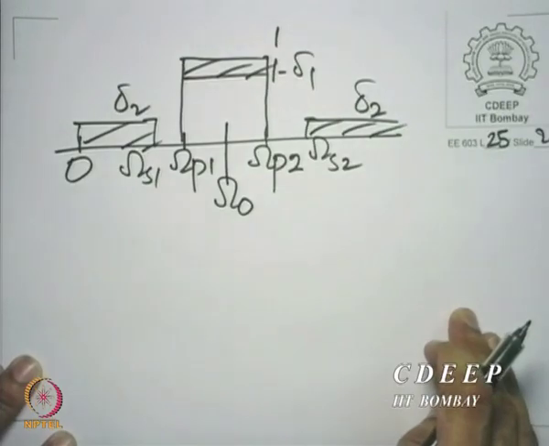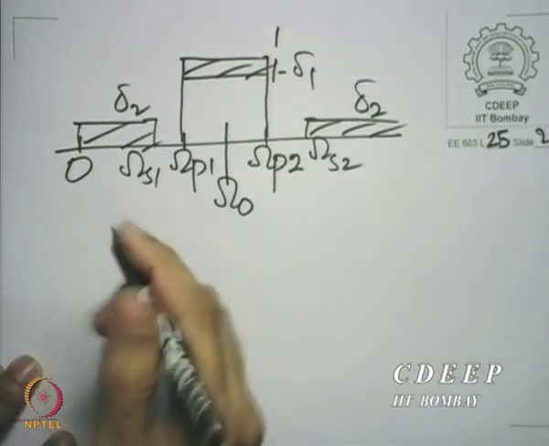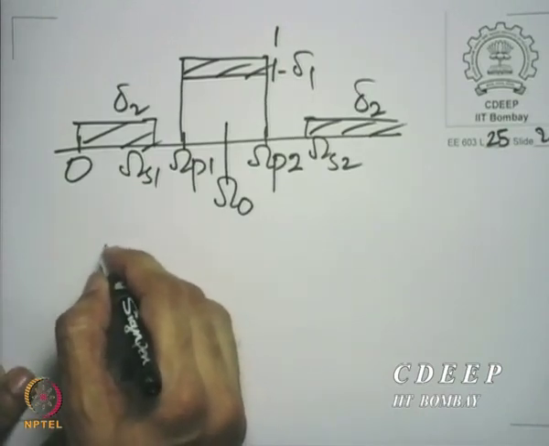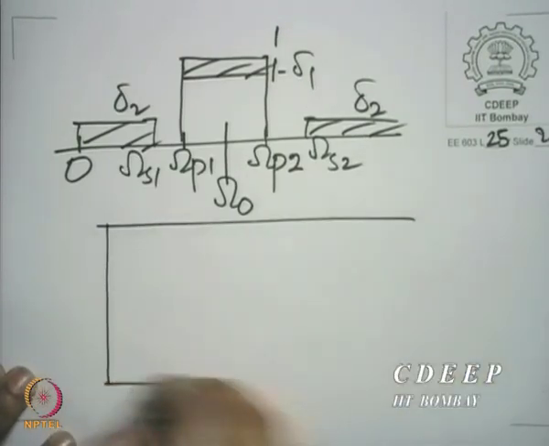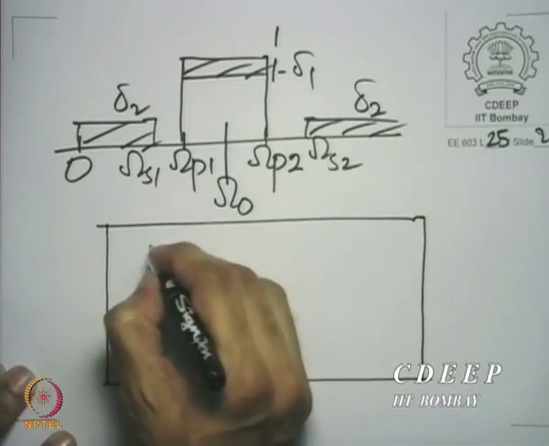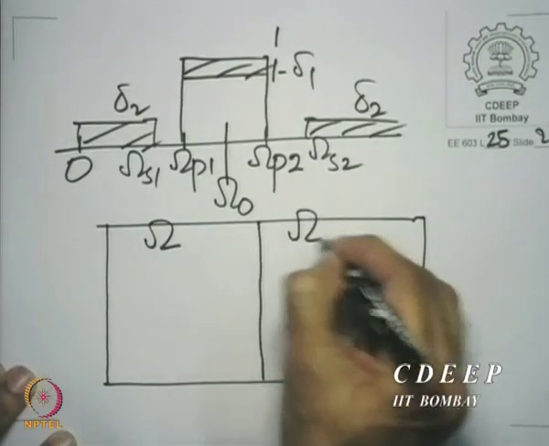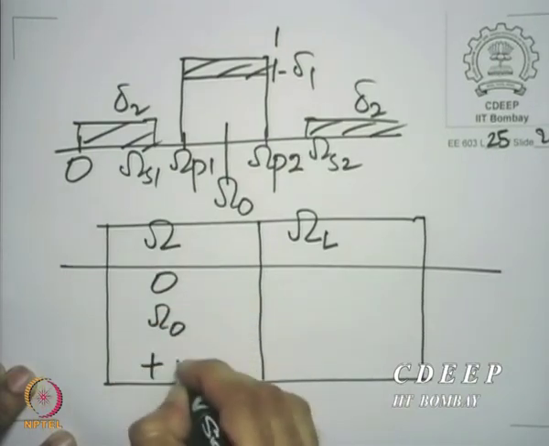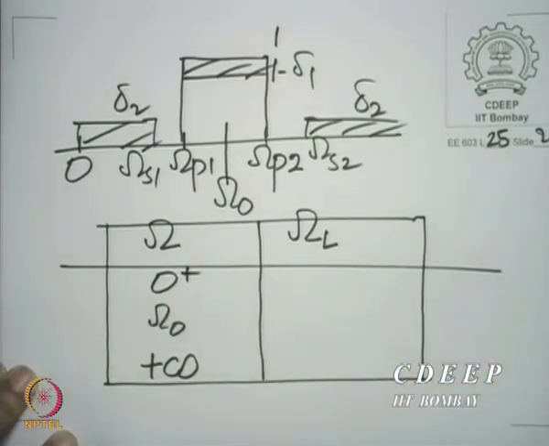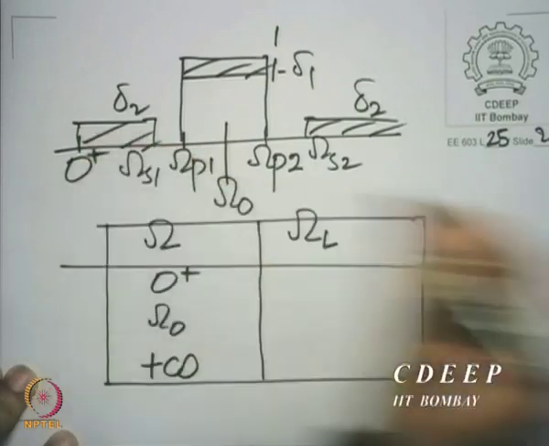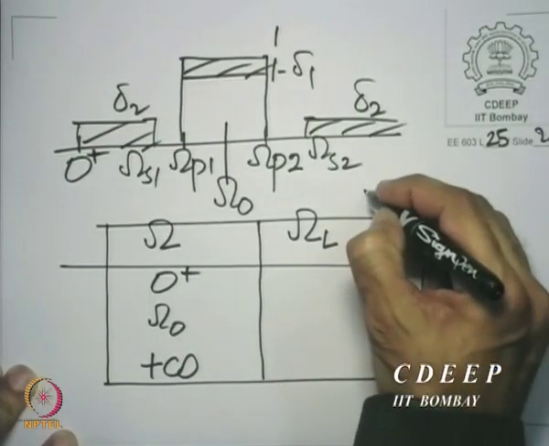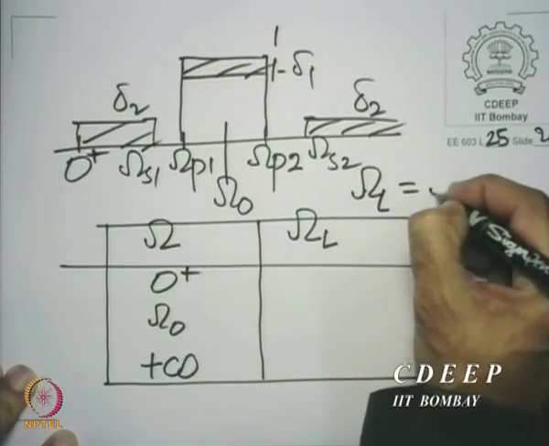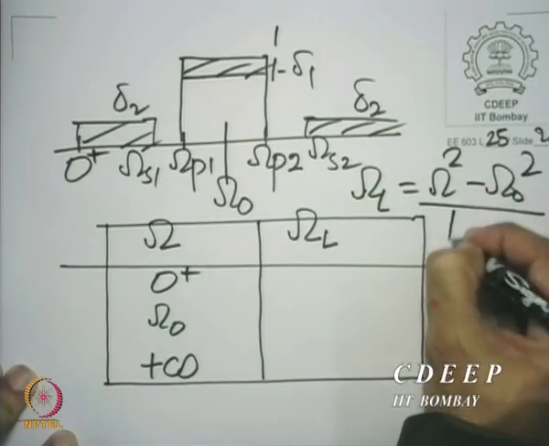Having done that, we can agree on a set of specifications like this. Let us put omega naught somewhere in between here. We expect omega naught to be somewhere in between here. And now let us see where this maps. Let us make a mapping of what are called some critical frequencies. So, we have omega mapping to omega L. The critical frequencies are actually 0, omega naught and plus infinity, or rather 0 plus. 0 plus means a very small positive frequency which goes almost to 0. Now, the mapping of course, as you know, is omega L equal to omega squared minus omega naught squared by b omega. This is the mapping.